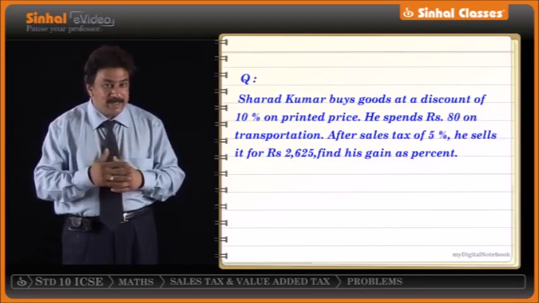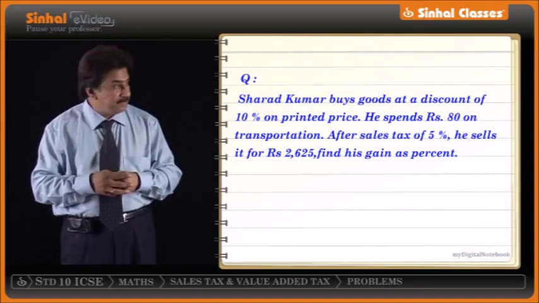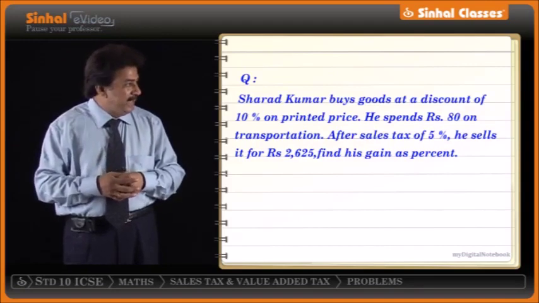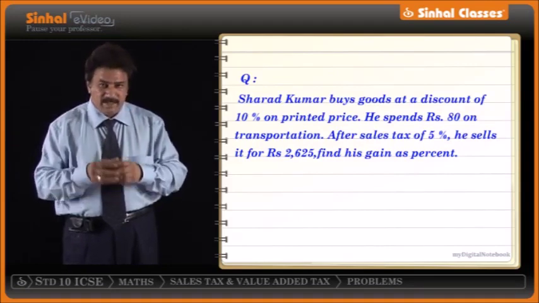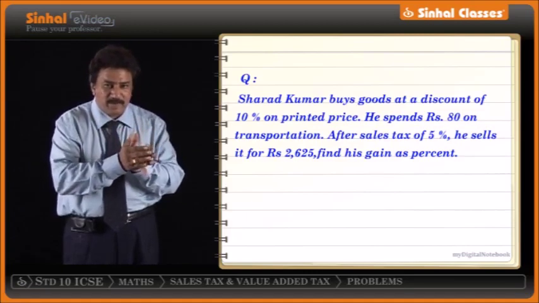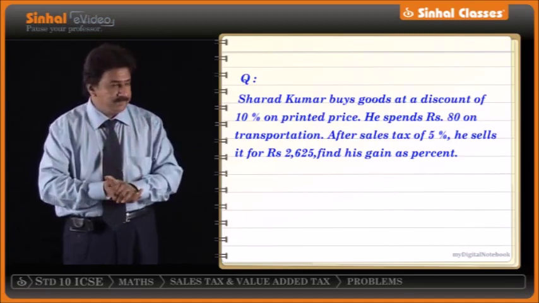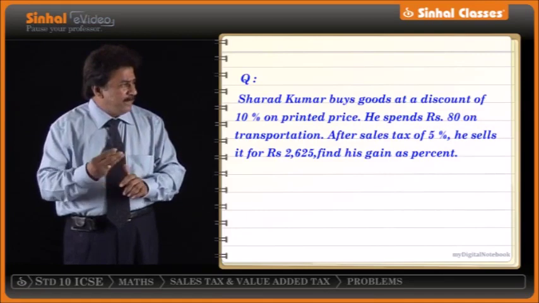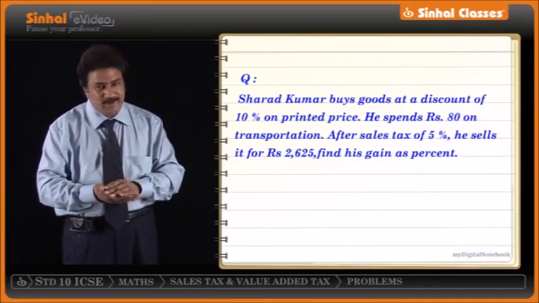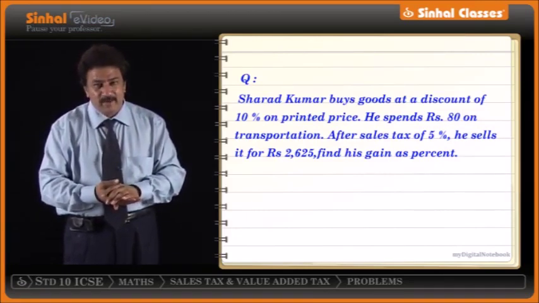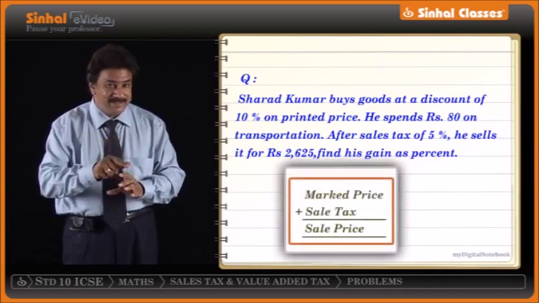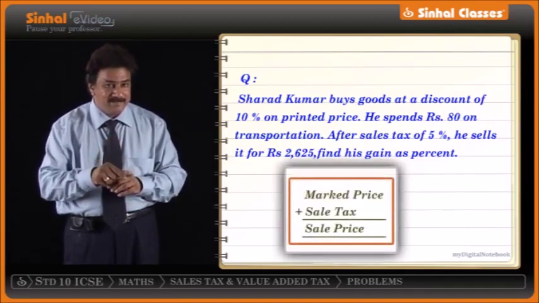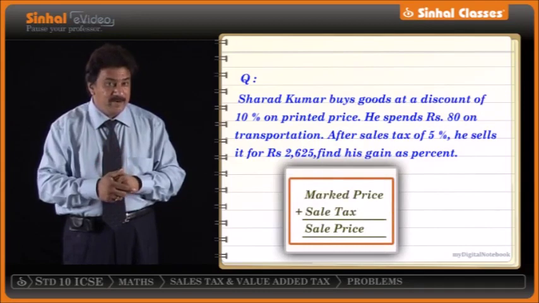And see further what is given, what is asked in the same question. He spent rupees 80 on transportation. Now this 80 has to be added to the cost price to find the actual cost price. After sale tax of 5%, he sells it for 2625. 2625 is the sale price, which includes the sale tax. Let's see what else is given to you.